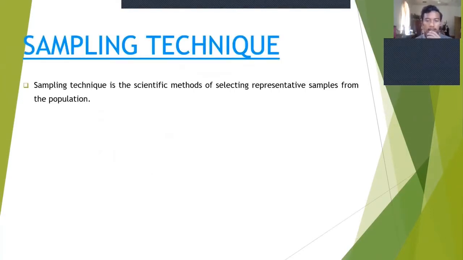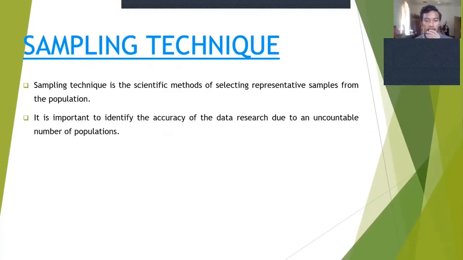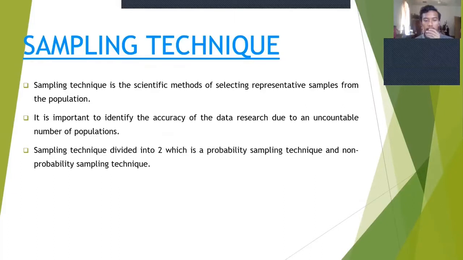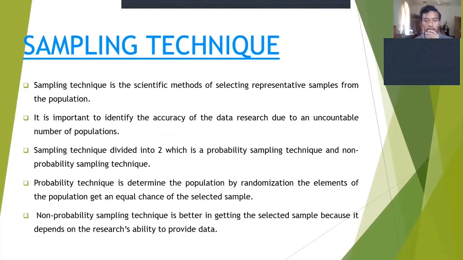Sampling technique is the scientific method of selecting a representative sample from the population. It is important to identify the accuracy of the research data due to an uncountable number of population. Sampling technique is divided into two: probability sampling technique and non-probability sampling technique. Probability technique determines the population by randomization. Every element of the population gets an equal chance of being selected for the sample. Non-probability sampling technique is better in getting the selected sample because it depends on the researcher's ability to provide data.